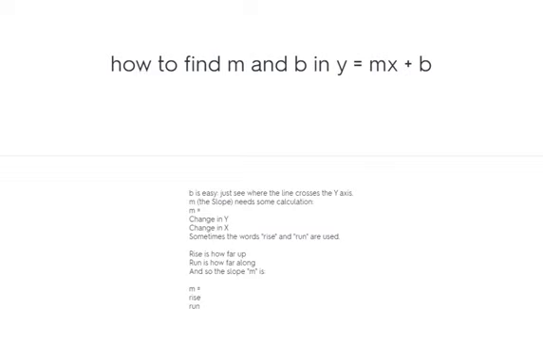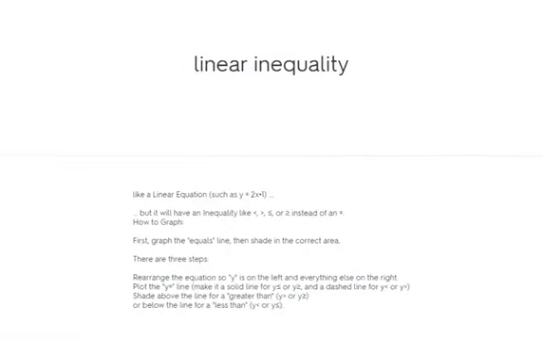How to find m and b in y equals mx plus b. b is easy, just see where the line crosses the y-axis. m needs some calculation. m equals change in y over change in x. Sometimes the words rise and run are used. Rise is how far up, run is how far along, and so the slope m equals rise over run. Linear inequality.